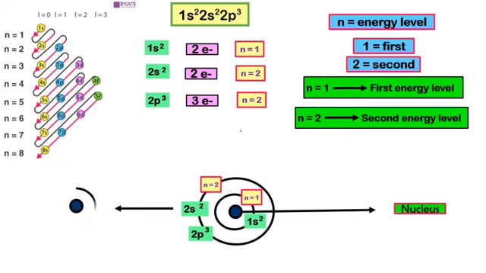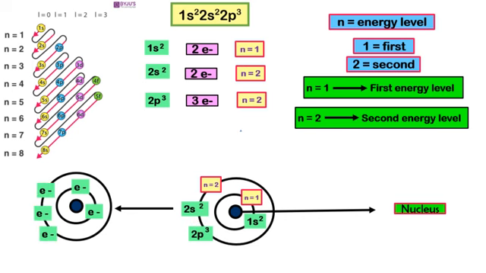First is the nucleus, the first orbit. How many electrons are there in the first orbit? We have here in the first 2. So we have 1 and 2 electrons. In the second orbit, which is n equals 2, how many electrons are there? According to our diagram, we have 2s2 and 2p3. So 2 plus 3 is equal to 5. 1, 2, 3, 4, 5 electrons.